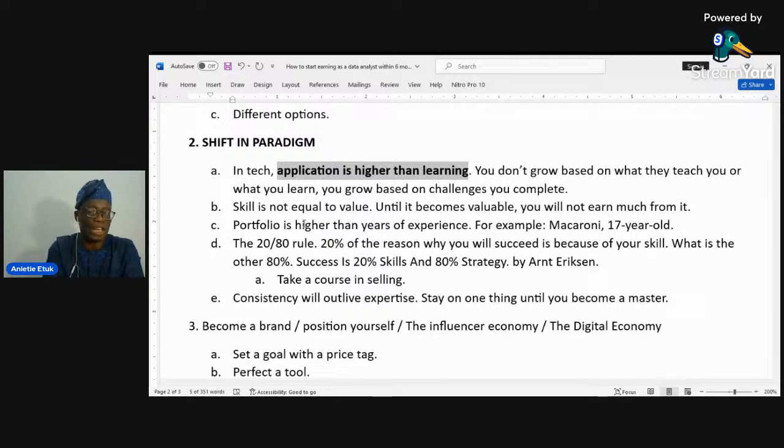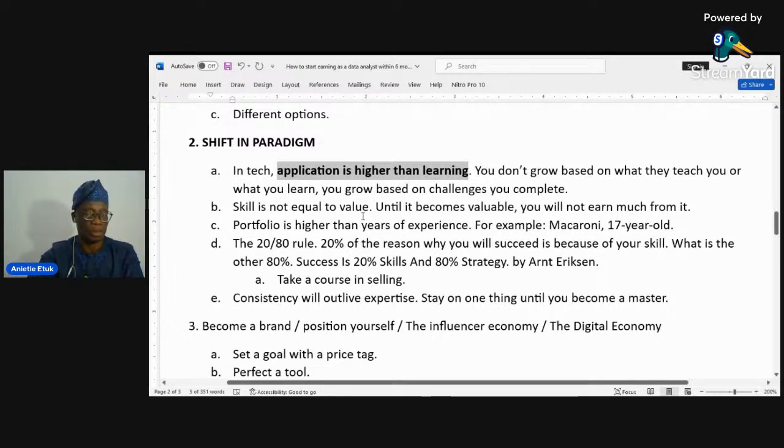Now, it is in the challenge that you work on that you actually grow. That's number one. So please, you must shift this idea of "I want to go learn a course, and whatever the instructor gives to me is what I take, and after that I close my laptop, and it is well." No, in tech, you don't grow by learning, you grow by applying, you grow by taking up challenges.